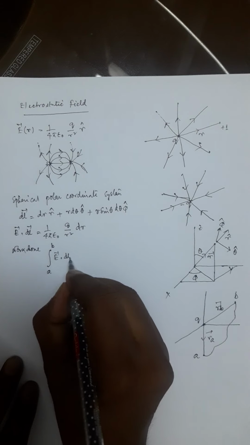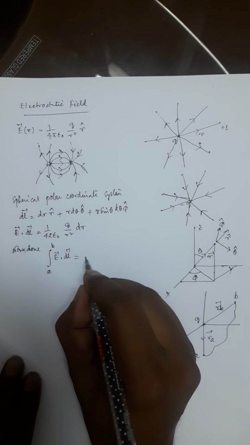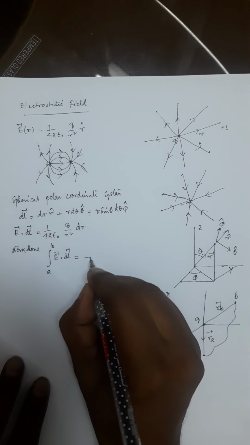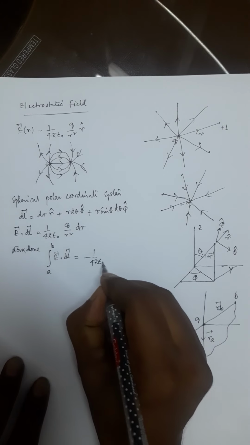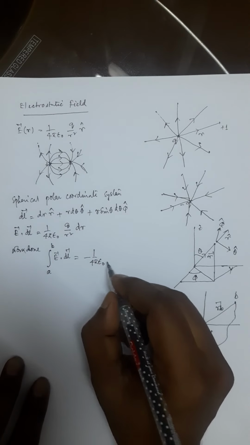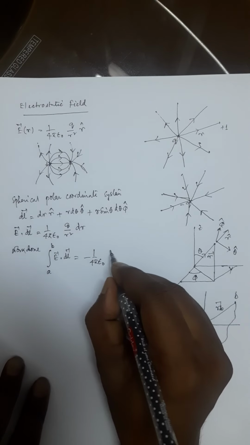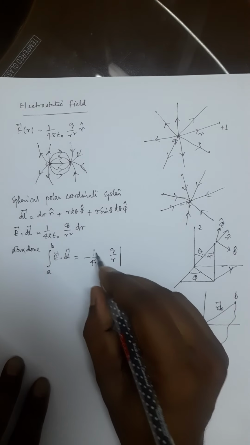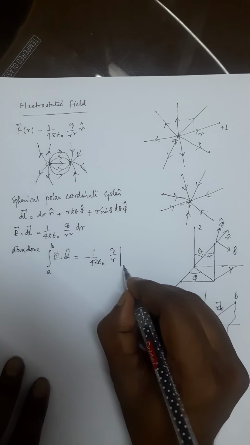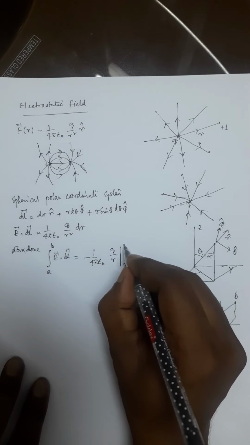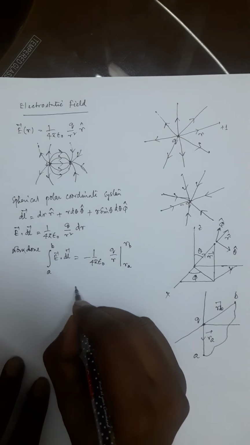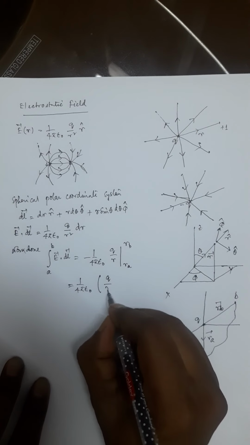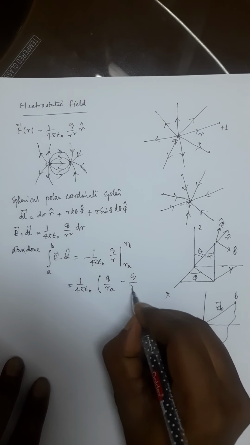We get the work done by integrating this scalar product. So this would give you minus 1 over 4 pi epsilon naught q over r, with the limiting values of the coordinates r A and r B. So finally, we get 1 over 4 pi epsilon naught times q over r A minus q over r B.